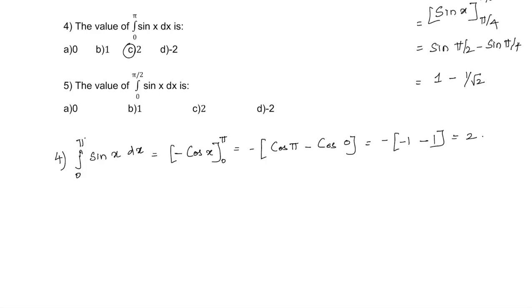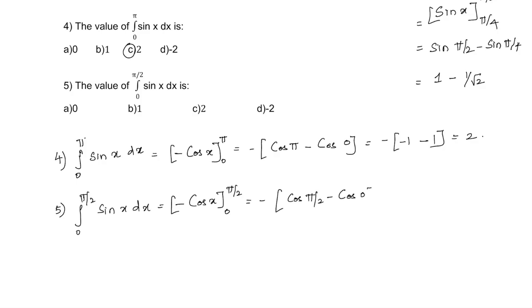Question number 5. The value of integral 0 to pi by 2 sin x dx. On integrating sin x, we get minus cos x, limits 0 to pi by 2, minus cos pi by 2 minus, minus cos 0, which gives us minus of cos pi by 2 is 0, minus of cos 0 is minus 1, which is 1. The answer is B.